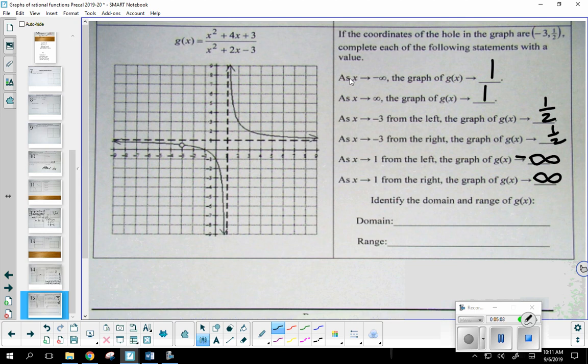But does anybody believe they have the domain as it should be written for this one? Okay, Connor, what do you think? Negative infinity to negative 3. So the first time we have a problem is with the removable discontinuity, the hole. Union what? Negative 3 to 1. So the branch in the middle, we go from the removable discontinuity to the vertical asymptote. Union 1 to infinity. That's exactly right.